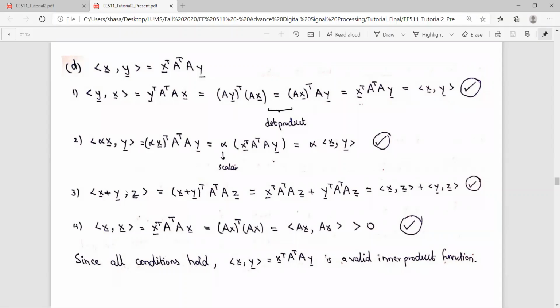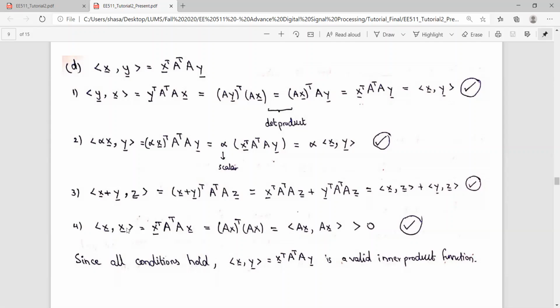Next, once again, we replace this x here with x plus y, z. Then we should see that this would be x transpose plus y transpose, and then x transpose times this expression plus y transpose times this expression. So we end up with this, and this is really the inner product of xz plus inner product of yz. So the third property is also satisfied.